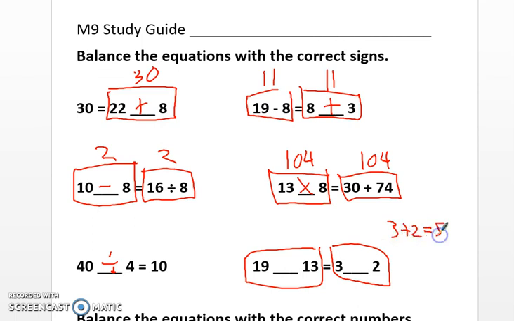3 plus 2 equals 5. 3 minus 2 equals 1. 3 times 2 equals 6. And I picked the smaller side to start with. 3 divided by 2 doesn't come out even, so I'm not going to do that one. So now I come on this side.